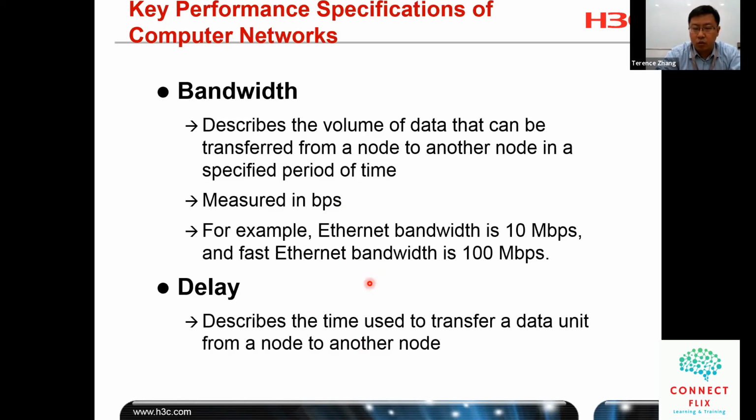These are not the only two parameters for a network. There are also other parameters like jitter, but these are the basic two. When we are asked for the basic parameters, bandwidth and delay are the first two we mention about a computer network.